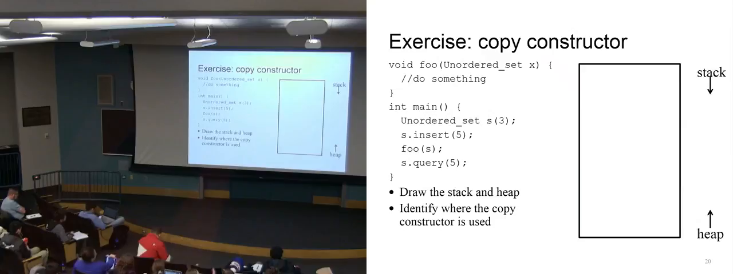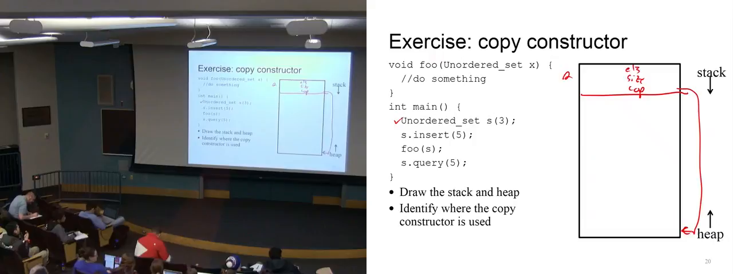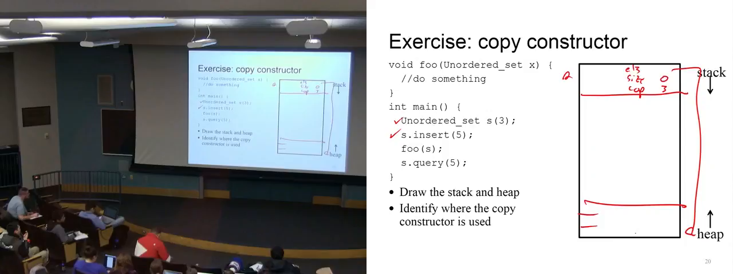Get ready for the wild ride of the copy constructor. So we're going to go line by line again. S, we get else, size, and capacity. Constructor runs, and the constructor causes else to point to an array that's on the heap. Size is 0, capacity is 3. Cool. Then we do this line of code, and we get a 5. And then this turns into a 1. Good? This is the same as since the beginning of lecture. So now we run this line of code where we pass by value.